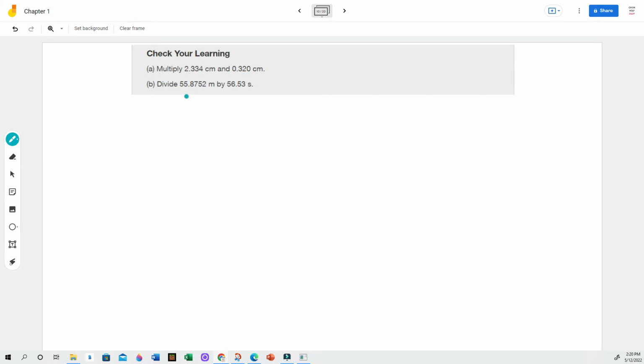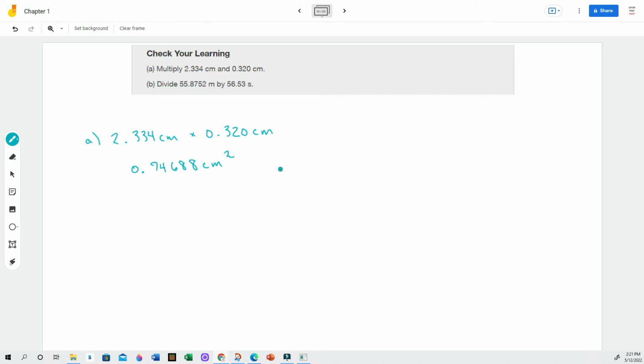On to the check your learning. So again, we're doing multiplication and division here. For part A, we are multiplying 2.334 centimeters times 0.320 centimeters. So again, I'm just going to write what my calculator gives me. And that gives me 0.74688. And my units will be centimeters squared.